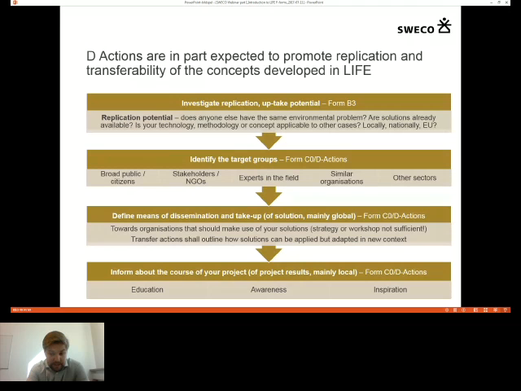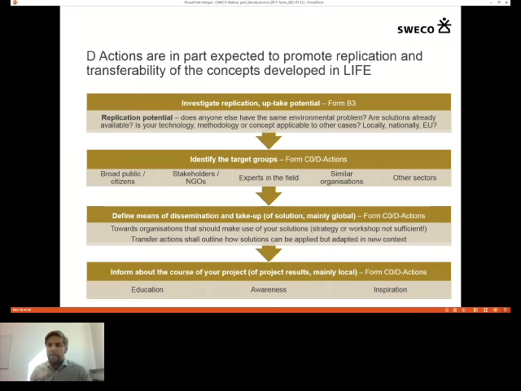Replication is a quite abstract expression, I would say. Replication, of course, basically means that someone else is using parts of your solution and applies it at home. It's not harder than that. And replication potential then is, you have to look into the environmental problem again. And as we have said before, who else in the European Union or in my region has the same environmental problem? In other words, for whom could my solution be interesting?